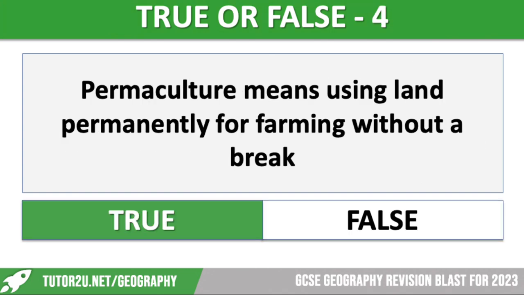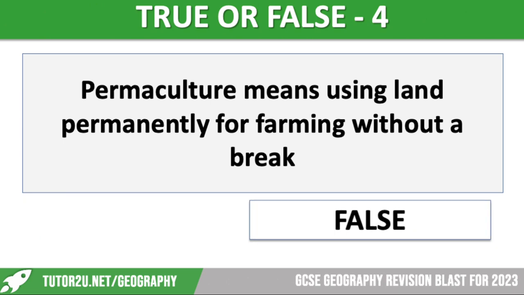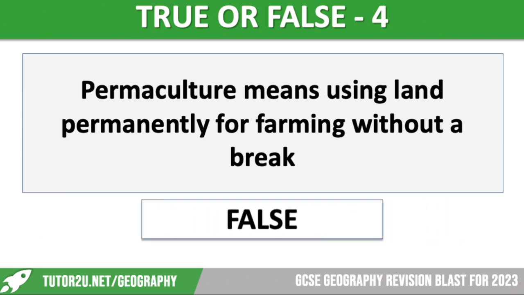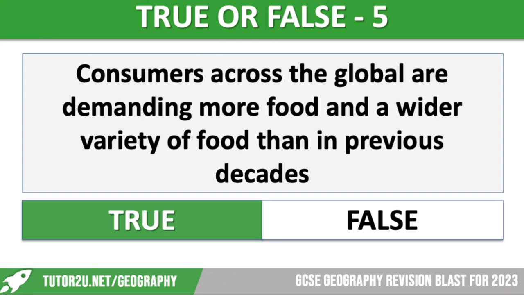Number four, permaculture means using land permanently for farming without taking a break. True or false? Have a look. No, it's false. We just covered this one in our missing vowels activity. And the last one, consumers across the globe are demanding more food and a wider variety of food than in previous decades. Is this true or false?